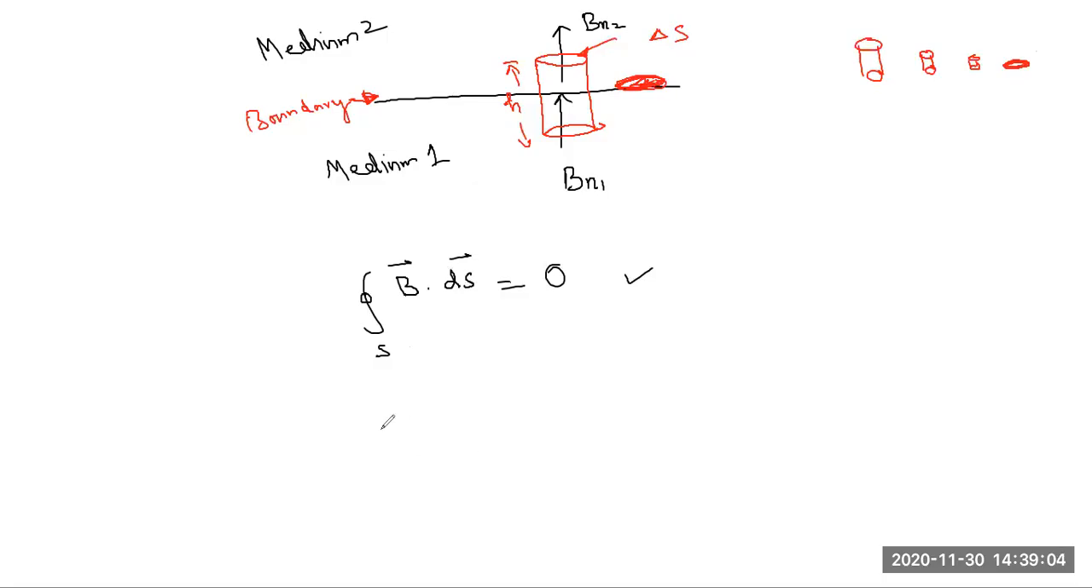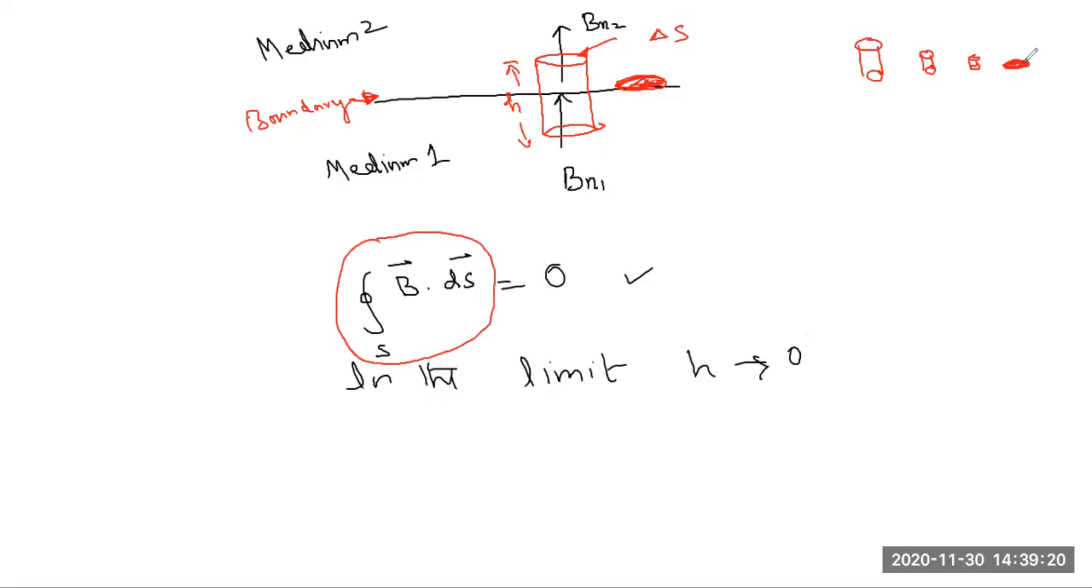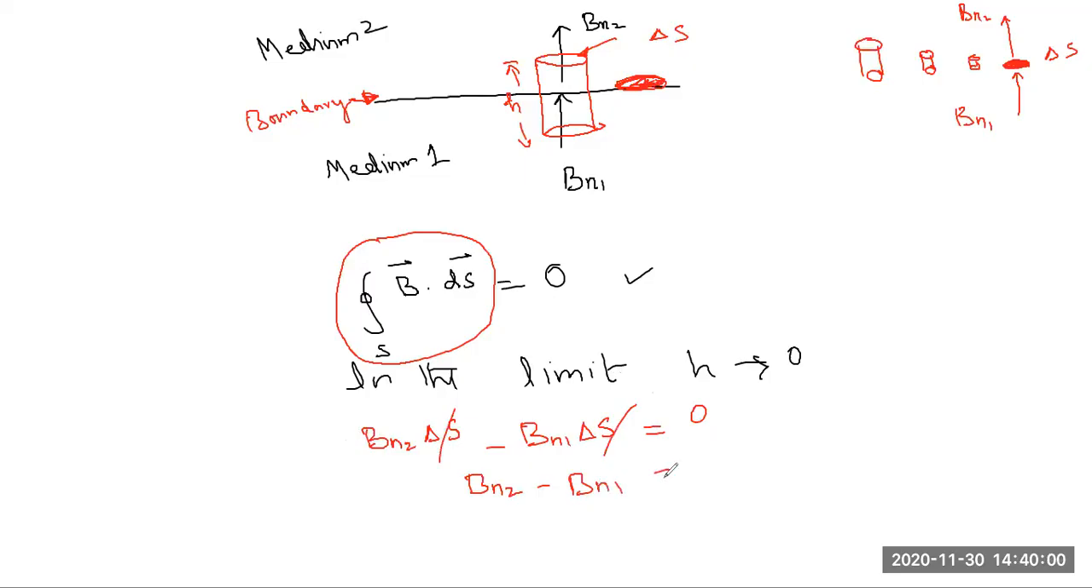So in the same manner, I will say in the limit h approaches 0. So what will happen to this integral? How much flux is passing through this? This is Bn2, this is Bn1, and this is delta S. So you will say Bn2 delta S minus Bn1 delta S equals 0. Delta S can be taken as common, and then shifted to the right side, so it will become 0. So again, we end up with Bn2 minus Bn1 equal to 0.